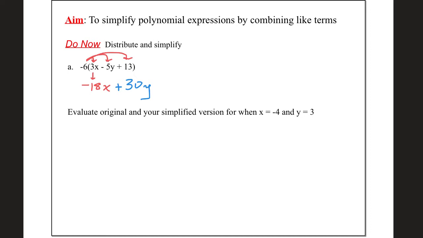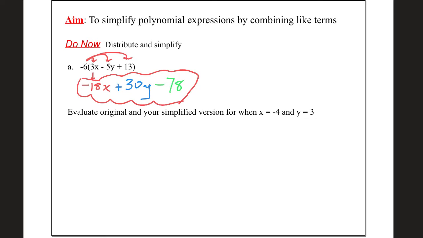And then the -6 times the plus 13. So this is going to remain minus. This is known as our constant, our number on the end. It's going to be -78. Okay, that's our answer after distribution.